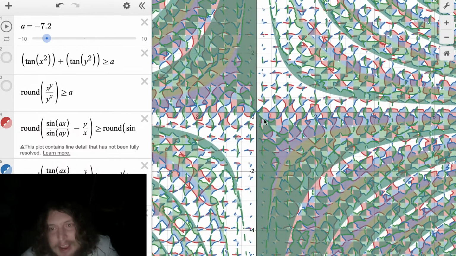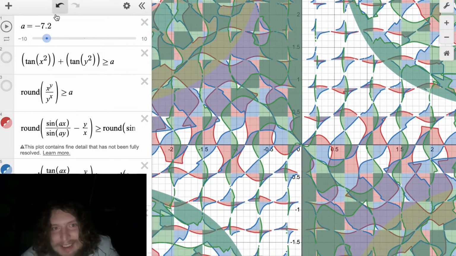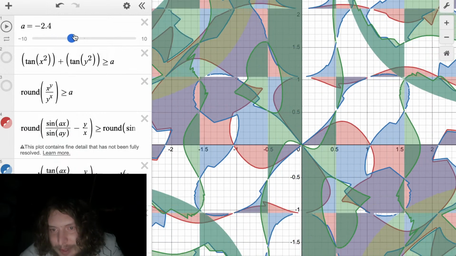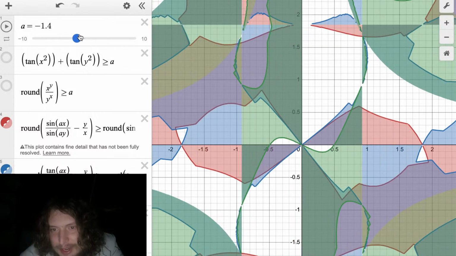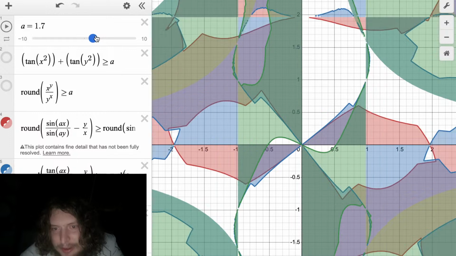And we have an a in there, so this is just one value. This is just when we're at negative 7.2 for a. So as we mutate this, we will see what happens. Do these things stay in sync? At what times do any of the colors seem to have something to do with each other?